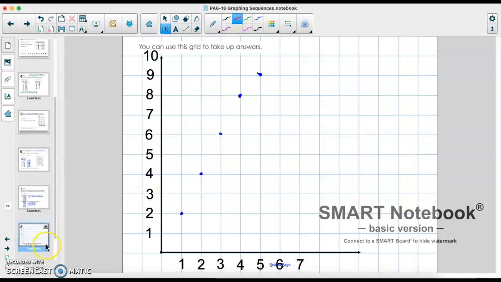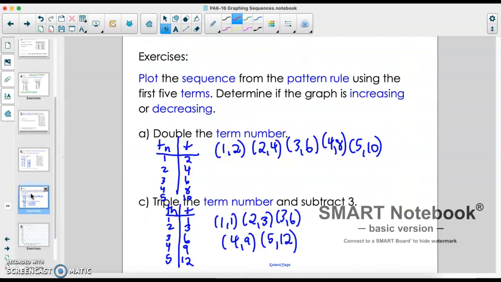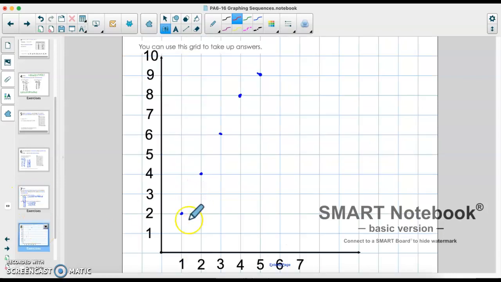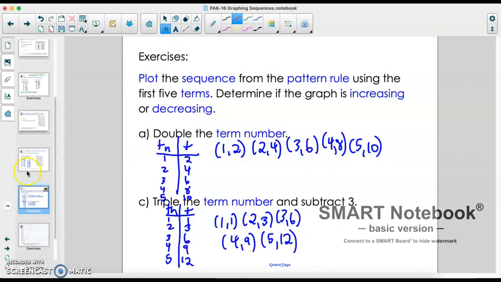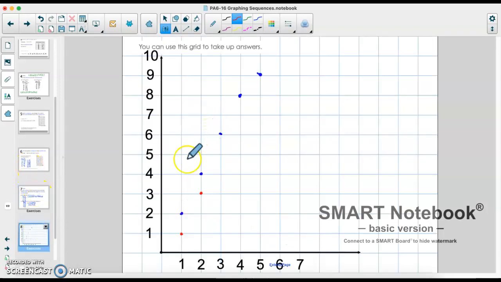And then for our second pattern, our first point was 1, 0, and then 2, 3. So here's 1, 0. Here's 2, 3. Then we would have 3, 6 and 4, 9. And then we had 5, 12. I don't even have enough room up here, so 12 will be up here.